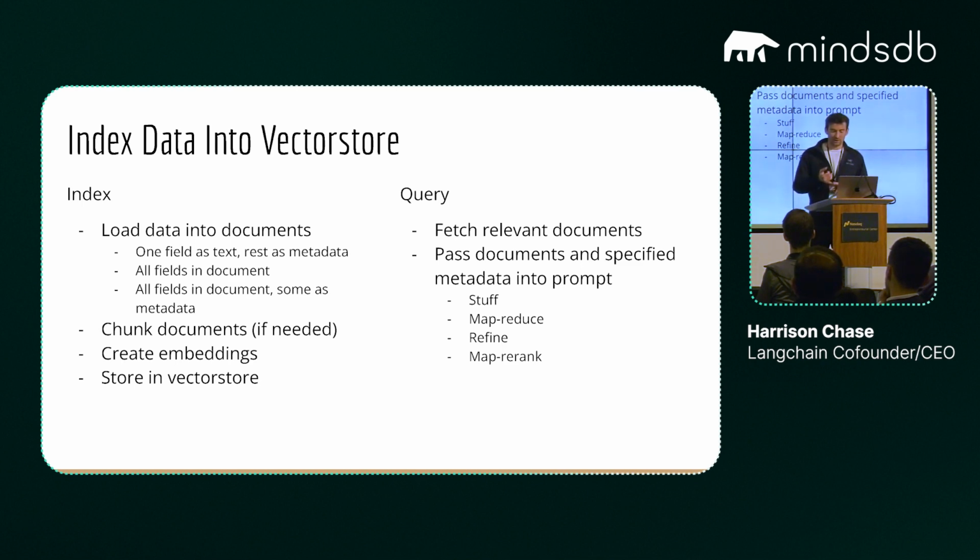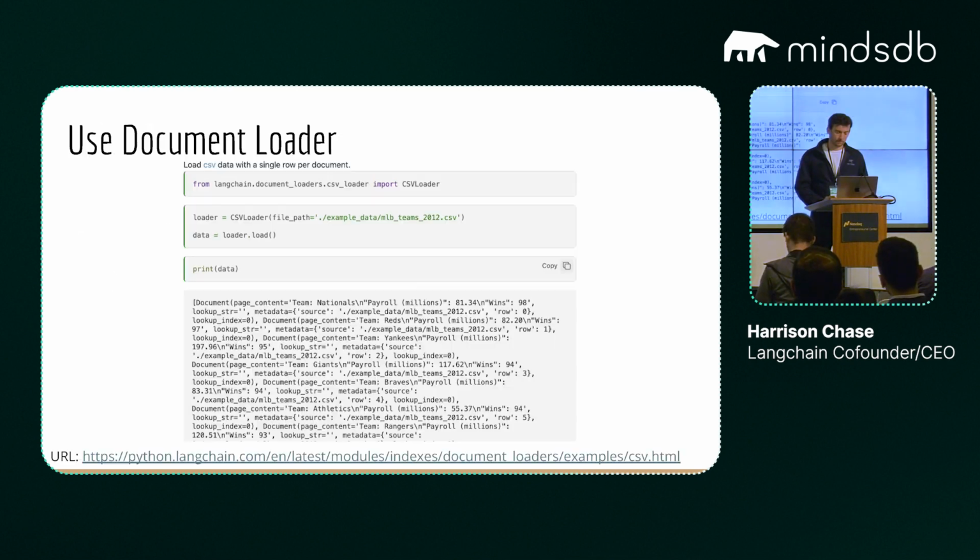So you fetch relevant documents, you pass the documents and specified metadata into a prompt, and then there's a few different methods that LangChain supports for actually combining this with the language model, and these depend on the number of documents that you have, the length of them, and so on. And I'm not going to go into too much detail about them here. Concretely, what this looks like in LangChain, and I have URLs to all the code snippets as well, and I'll post these slides somewhere afterwards so they're available.